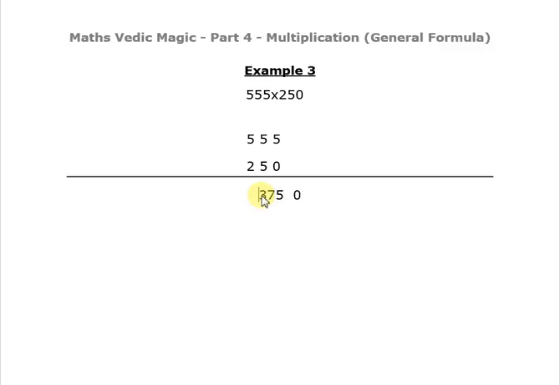Now we shift towards the left. So 5 into 5, 25, plus 5 into 2, 10. So 35 plus 3, 38 with a carry of 3. Now the leftmost multiplication would be the vertical one. So 5 into 2, 10, plus 3, 13. So the answer is 138750. So let's look at another example.